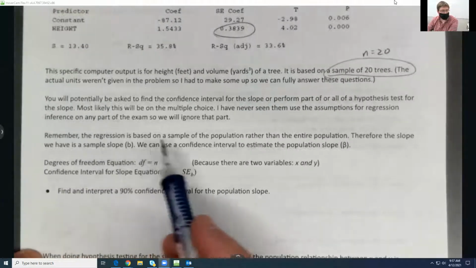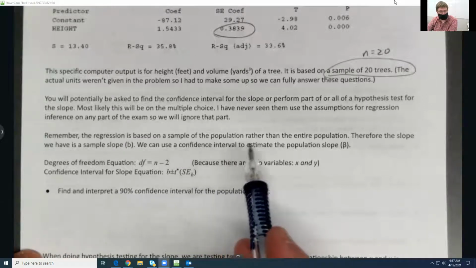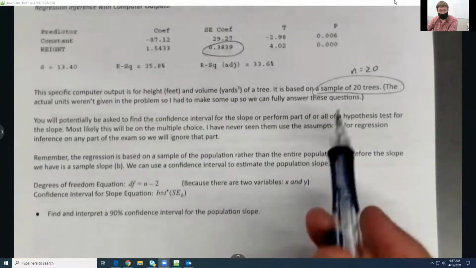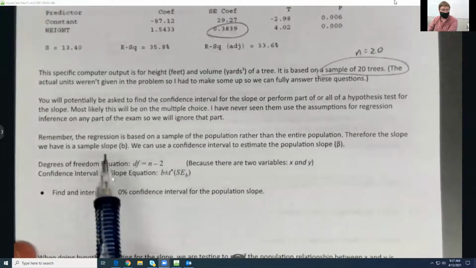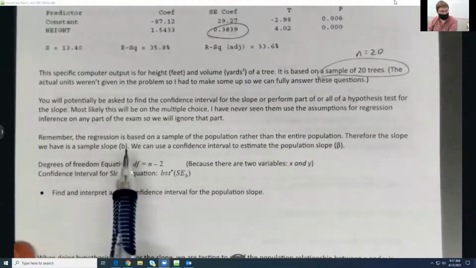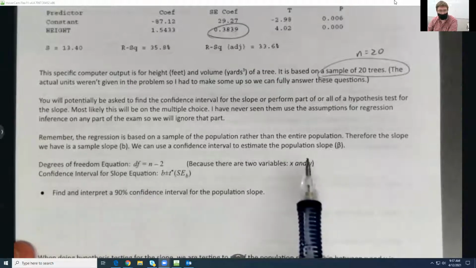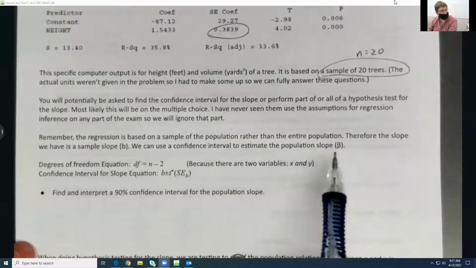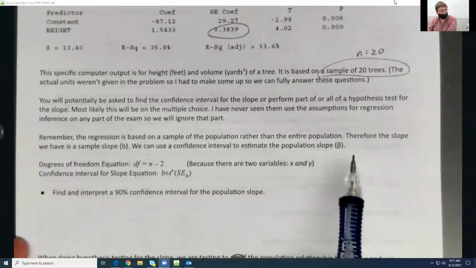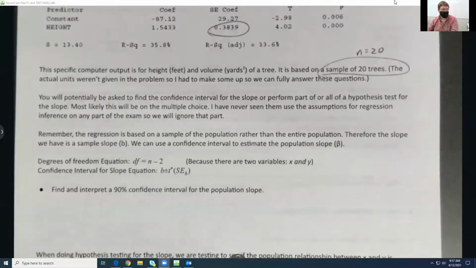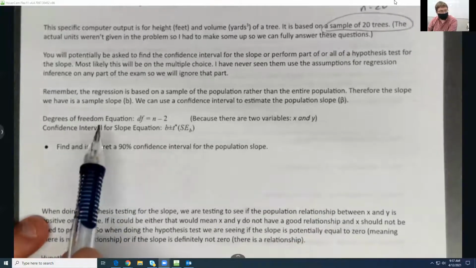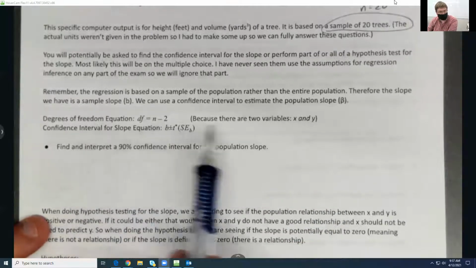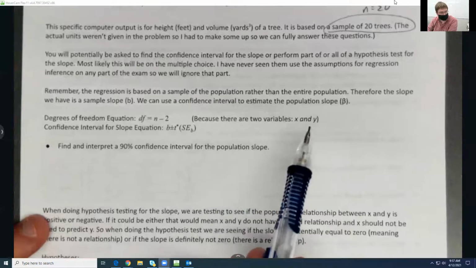Remember, regression is based on a sample of the population rather than the entire population, which is what this is, right? This is based on 20 trees. So therefore, we're going to have two different symbols. The sample slope is the lowercase b, and the population slope is going to be the beta symbol. Right? Because why not? It's the same as type 2 error, so let's confuse everybody. There are only so many letters, we need to use it again. Our degrees of freedom for all of this are going to be n minus 2 because there are two variables, x and y.